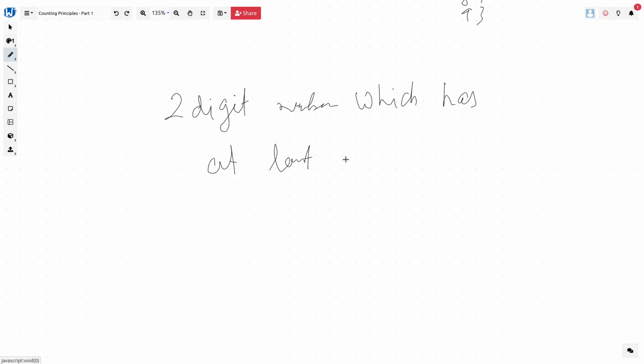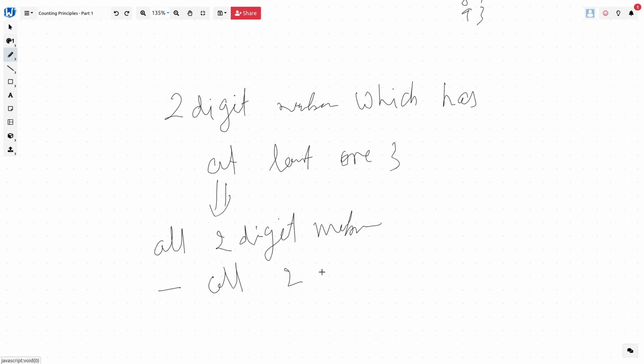Now sometimes it is easier to count the opposite of that. So when you say count two-digit numbers which have at least one 3 in them, this statement is quite similar to: count all two-digit numbers, and then subtract all two-digit numbers which don't have 3.